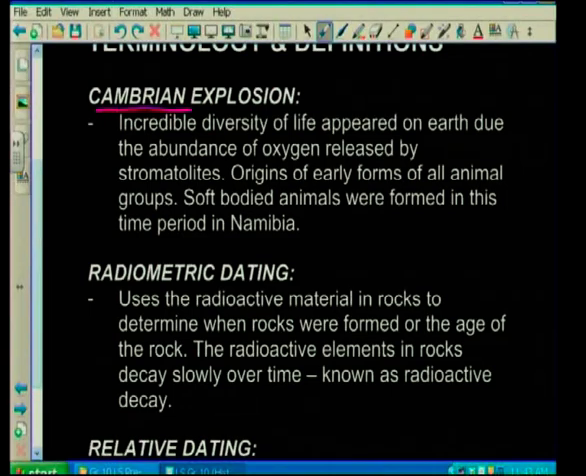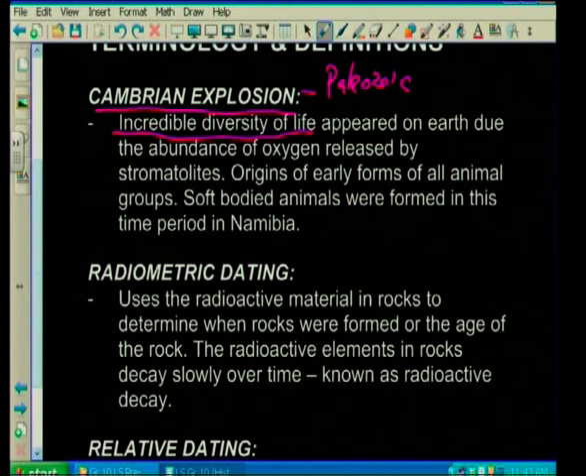The Cambrian explosion is the first period of the Paleozoic era. And what is it characterized by? An incredible diversity of life appeared on Earth due to the abundance of oxygen released by the stromatolites, that is, the blue-green bacteria. It saw the origins of early forms of all animal groups.